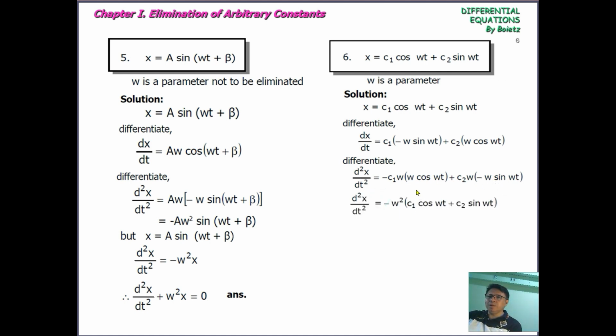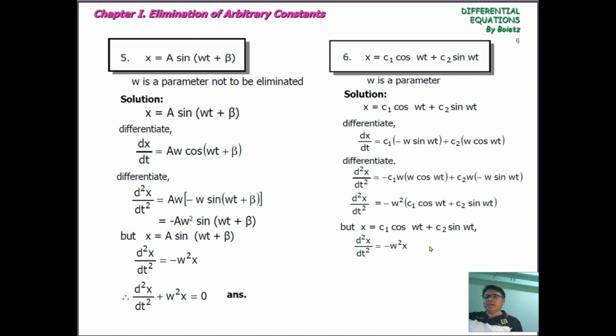Then, simplify. So, I think we can factor out negative W square here kasi magiging negative C1 W square cosine WT minus W square C2 sine WT. We can factor out negative W squared. Then, matitira dito is C1 cosine WT plus C2 sine WT. But, this term, C1 cosine WT plus C2 sine WT ay equal yan sa X. Okay? So, just substitute. Pag sinubstitute mo itong x dito, ganun ulit, magiging ganito lang din ang lalabas. Second derivative of x with respect to t is equal to negative w squared x.